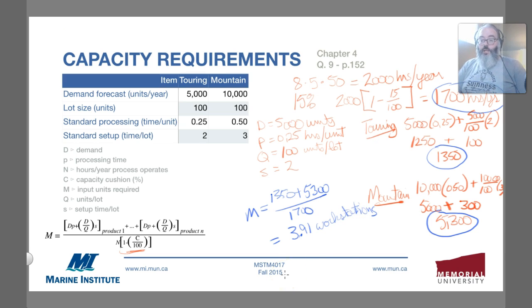Now we obviously can't have 0.91 of a workstation, so we will always round this up. So if this had been 3.01, we would still need 4 workstations in order to meet the demand with the capacity cushion requirement.